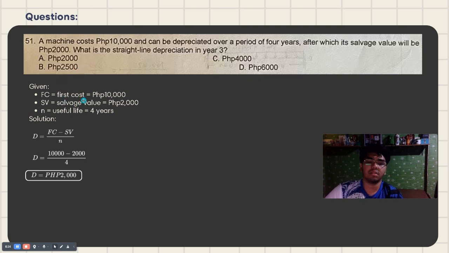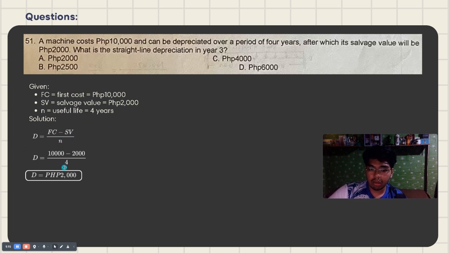So, based on our question, we are given the first cost or FC, which is equivalent to 10,000. Then next, the salvage value, which is equivalent to 2,000 pesos or SV. Then the period or useful life, which is equivalent to 4 years or N. So for this, we will use the solution: D is equal to first cost minus salvage value divided by useful life, or FC minus SV over N.